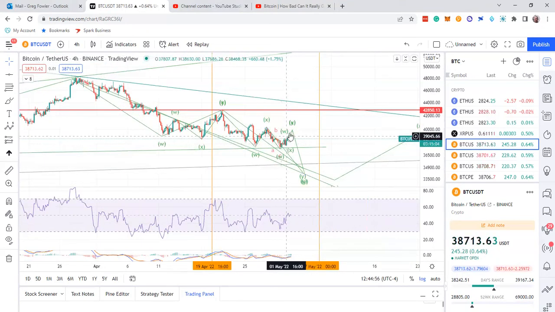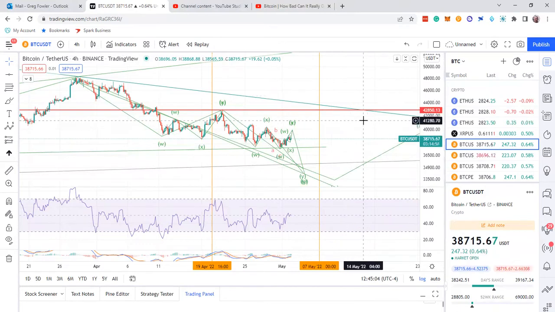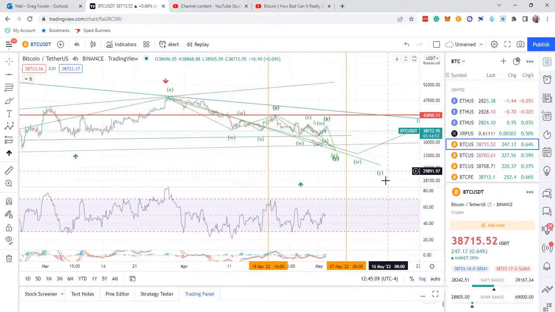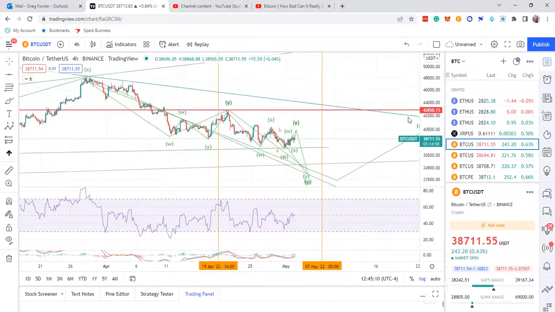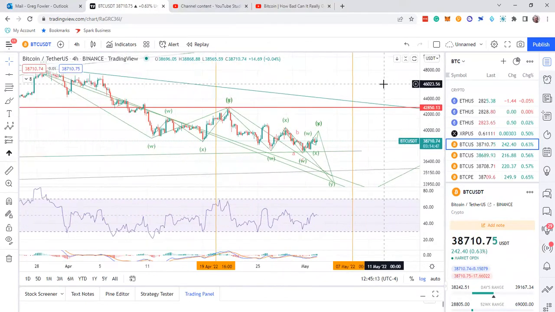I'm still thinking that maybe it's going to go up, swing back down, make a local low in this area, and then trudge up a little bit like that. So start going up like that, and then swing back down to these areas down here. It's kind of what I'm looking for on Bitcoin.